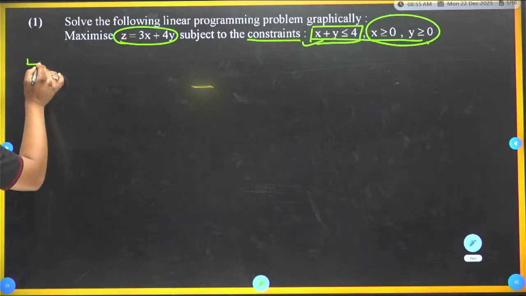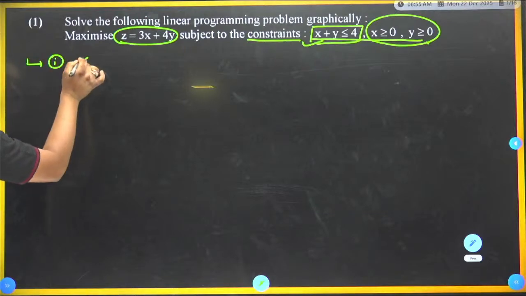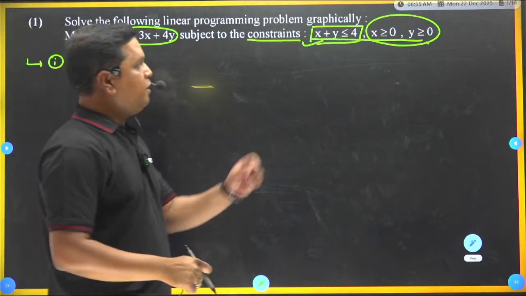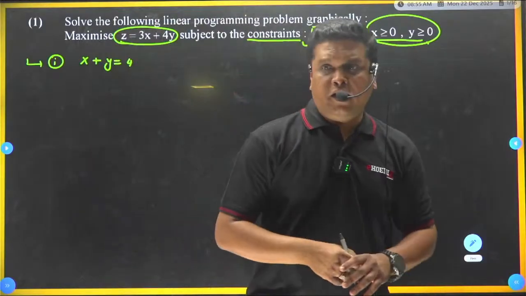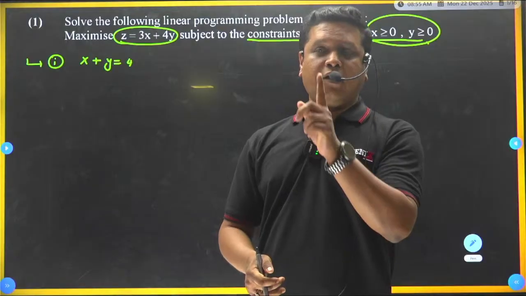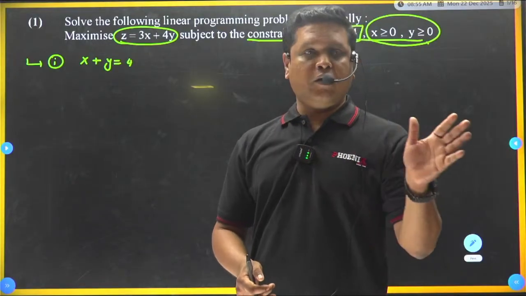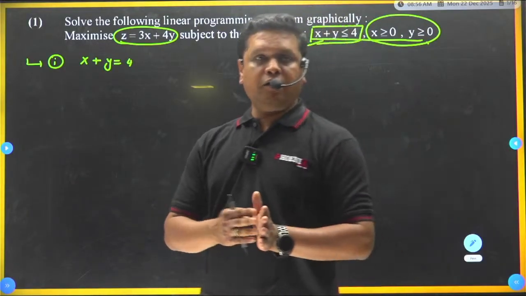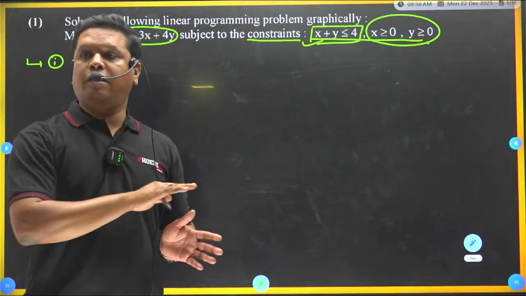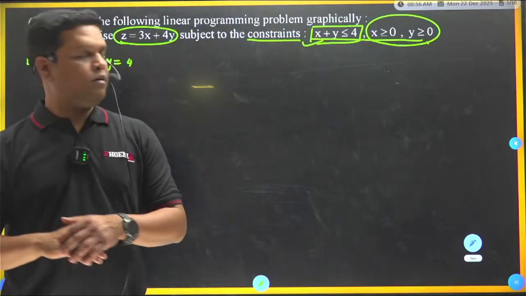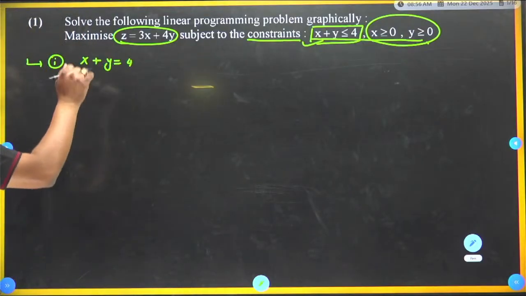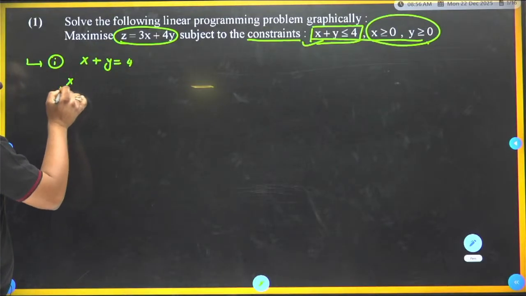So how to check? Inequalities indicate only direction. Keep in mind, inequalities indicate only the direction of the graph, either towards the origin or away from the origin. They indicate two planes, either the upper half plane or the lower half plane. So x plus y equal to 4. Always take it as a line.